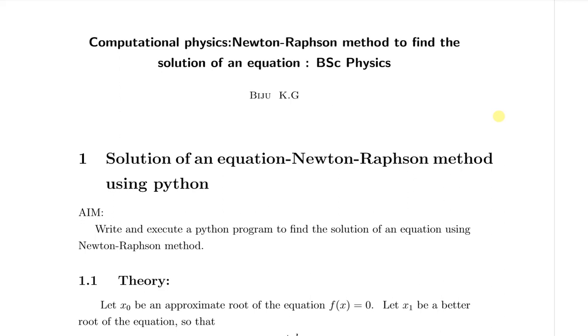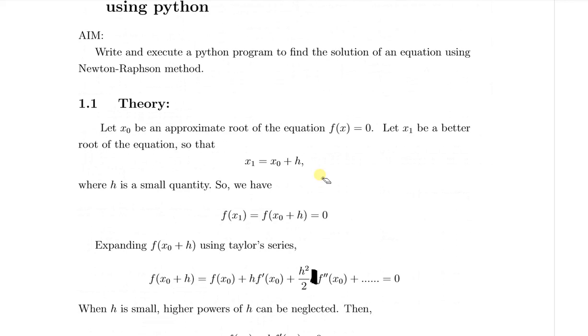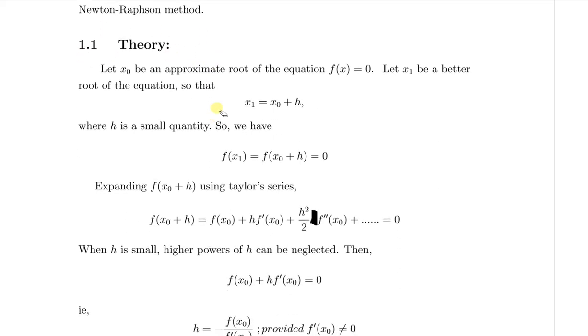Hello, good morning. So today we are going to discuss the Newton's Raphson method to find the solution of an equation. We are discussing first the theory part of this Newton's Raphson method. As we discussed in the bisection method, basically we want to find the solution of an equation. So it is possible using another method. It is called the Newton's Raphson method.